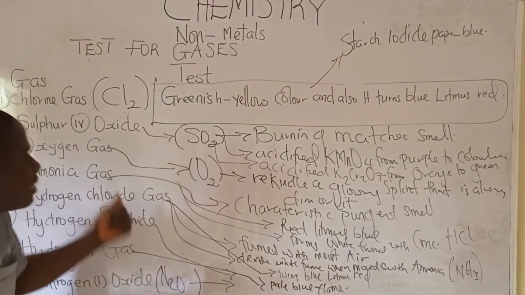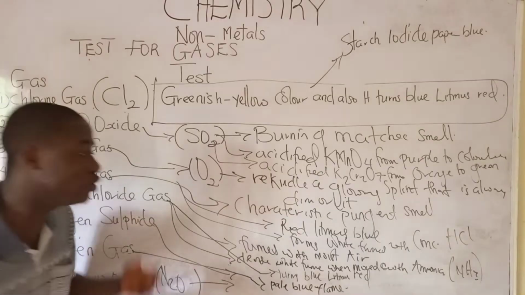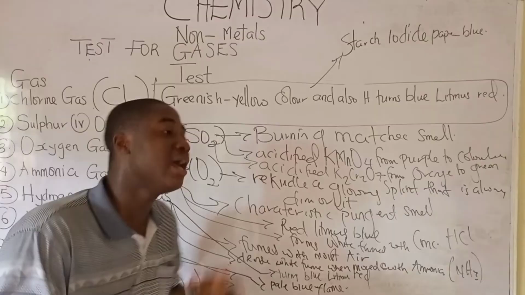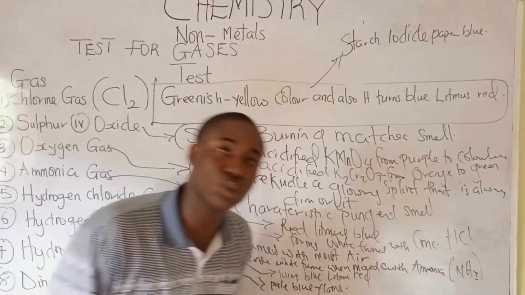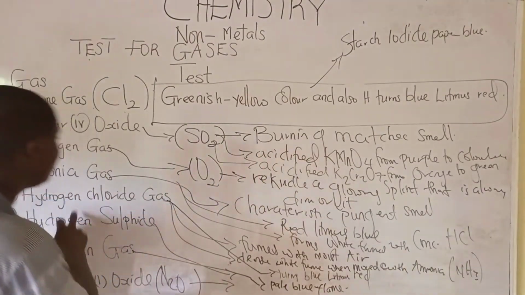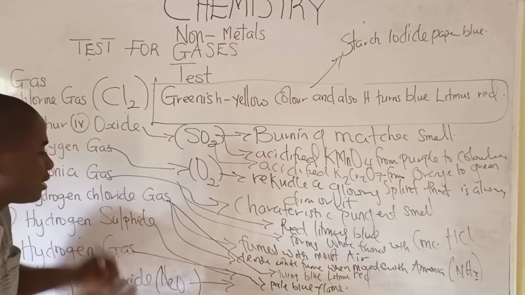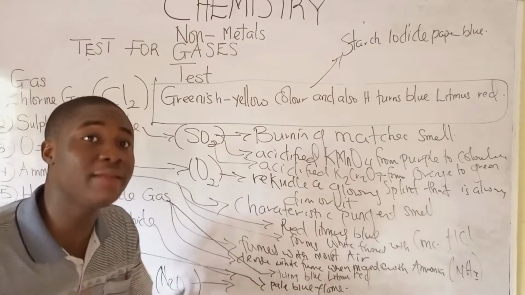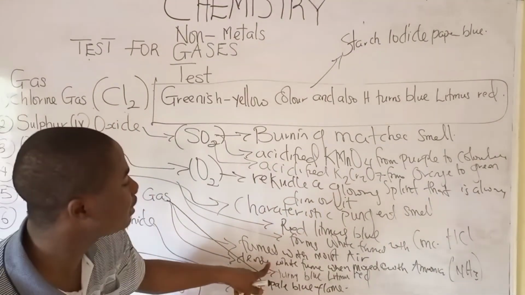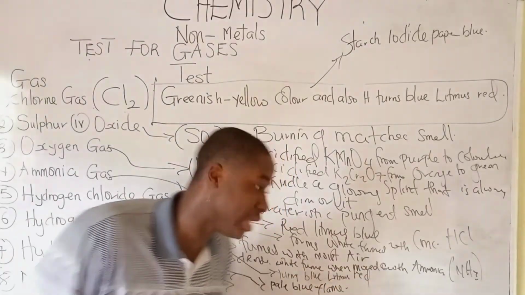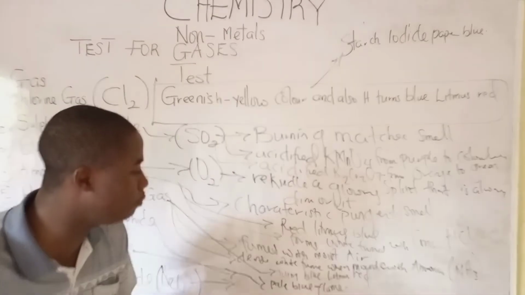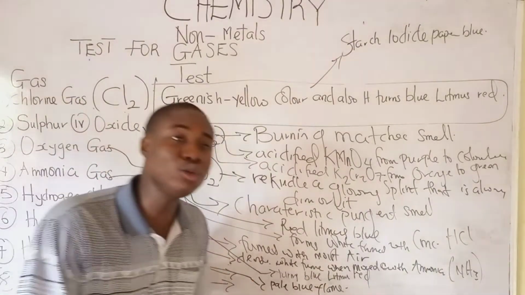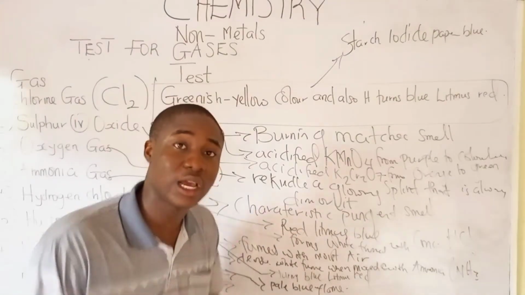Ammonia gas has a characteristic pungent smell, changes the color of red litmus blue, and also forms dense white fumes when mixed with concentrated HCl. For hydrogen chloride gas, it forms white fumes in moist air, forms dense white fumes when mixed with ammonia, and turns blue litmus red. And lastly, hydrogen gas burns with a pale blue flame and makes a pop sound while burning.